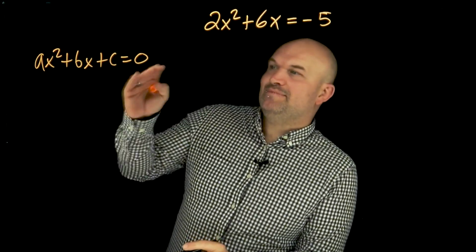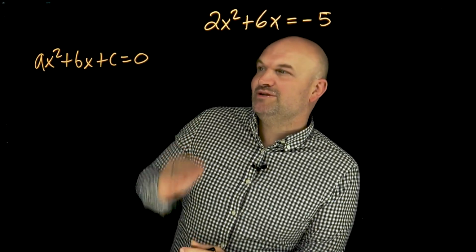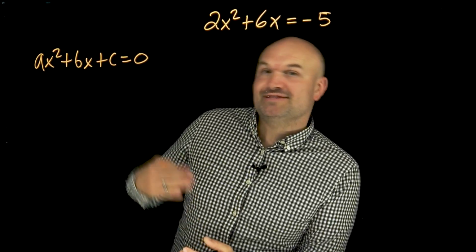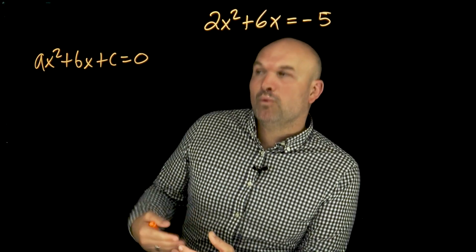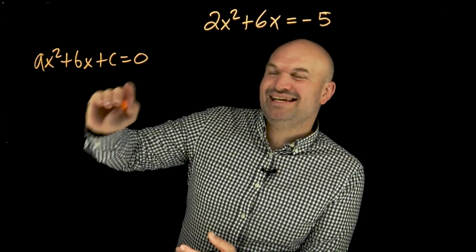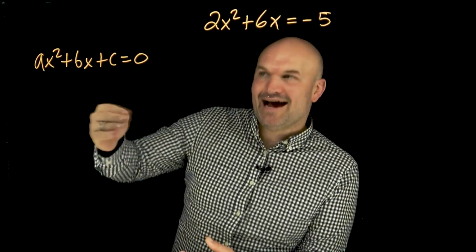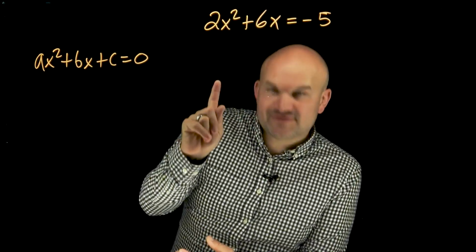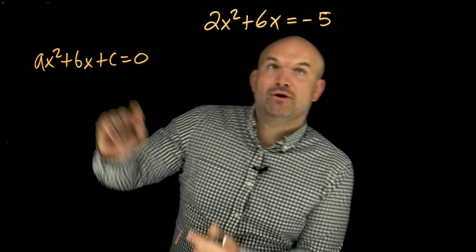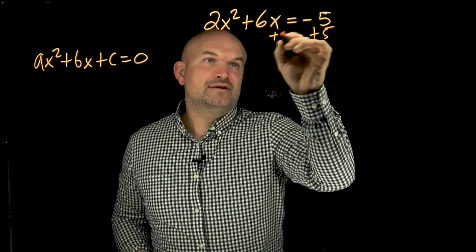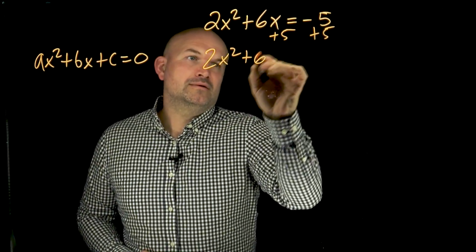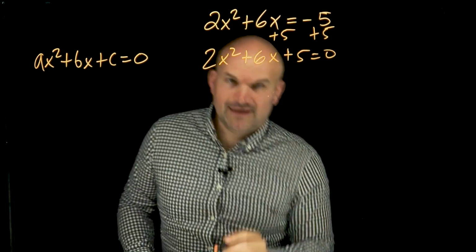The values of a, b, and c are only going to give us the solution that we are looking for when ax squared plus bx plus c is equal to 0. So we have to make sure we first, always first, put our quadratic in this format. To do that, I'll just add a 5 to both sides. And now we're all set.